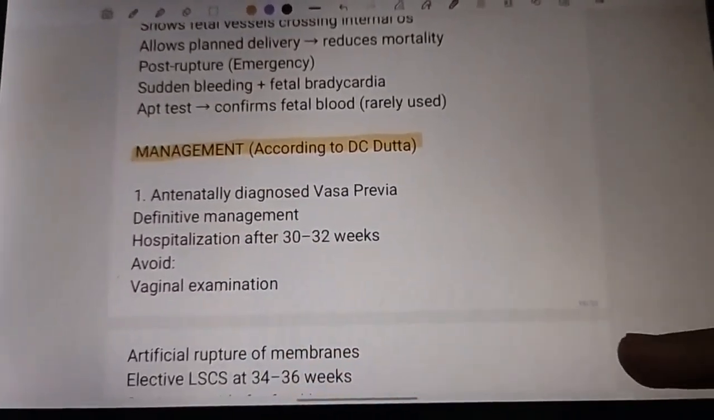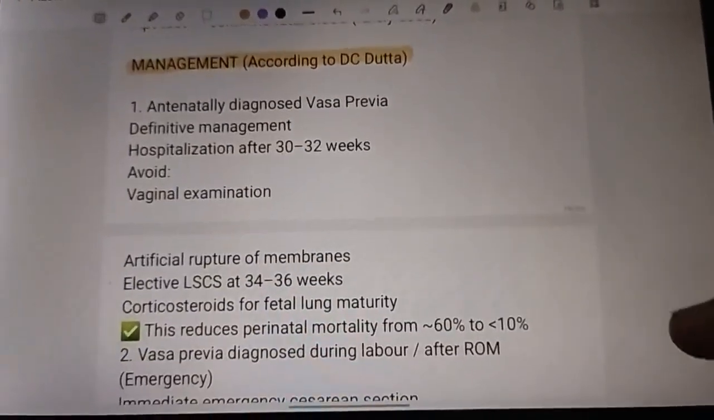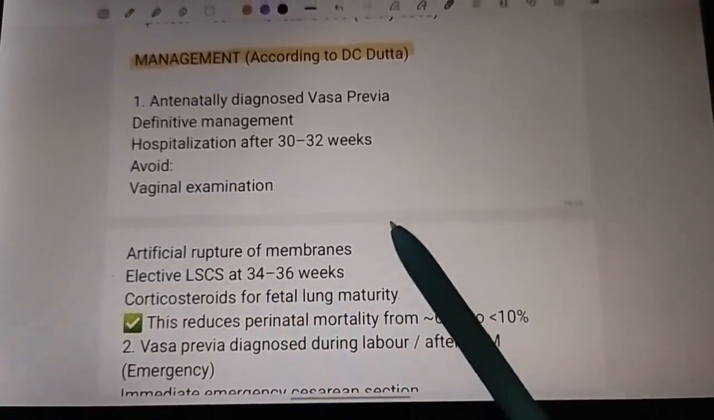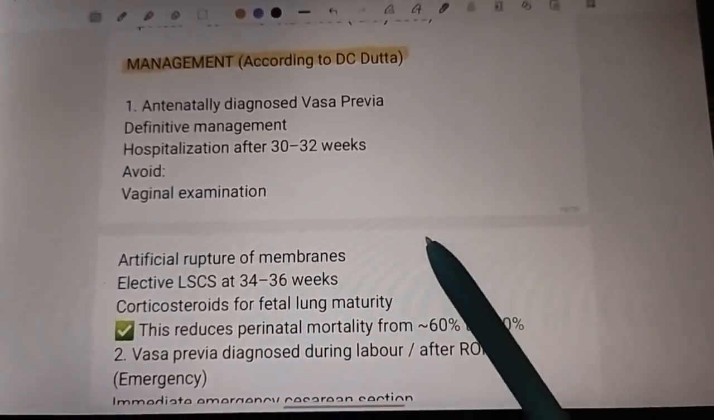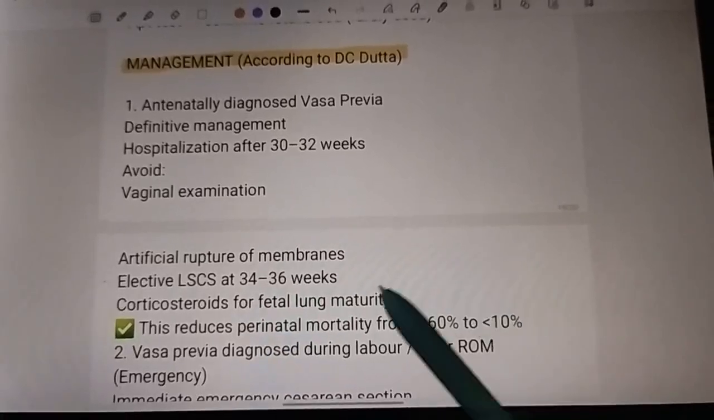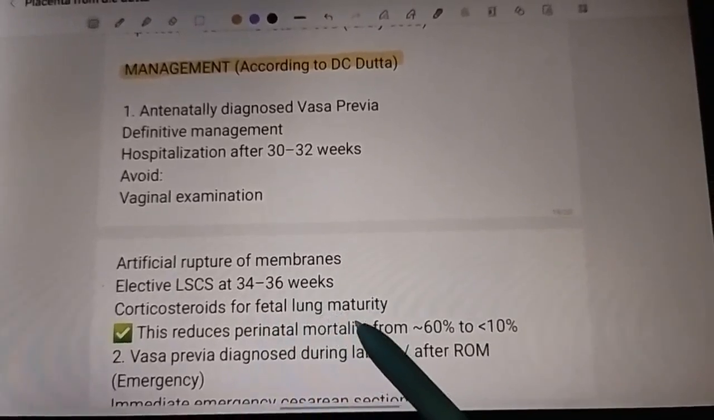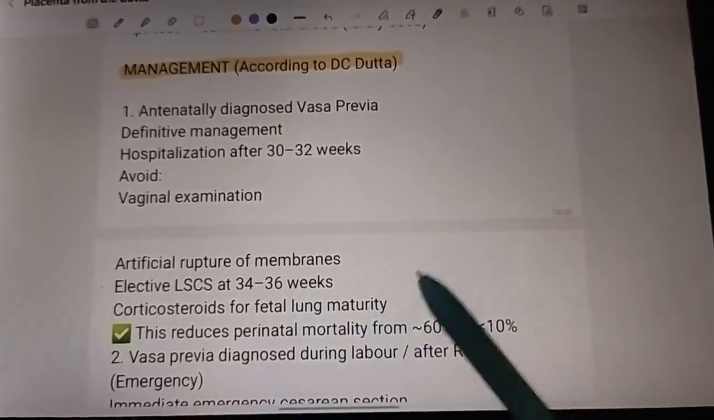Then management: after diagnosing antenatally, hospitalization is done after 30 to 32 weeks, and we do elective LSCS at 34 to 36 weeks.